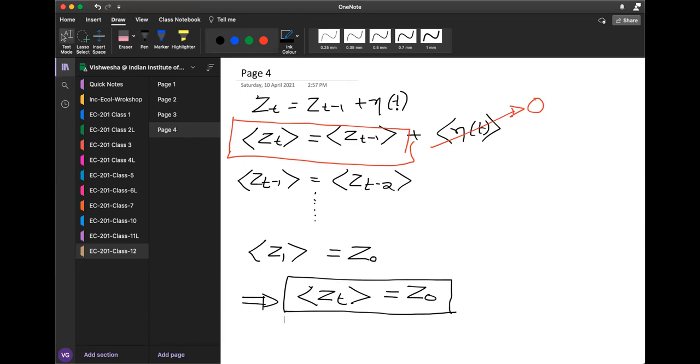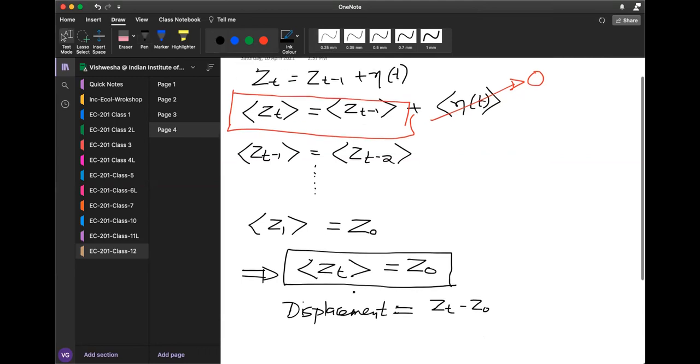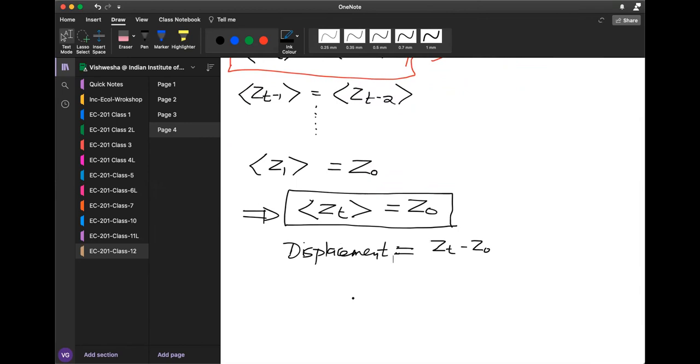any questions so far? You all have to remember from your high school physics what is called displacement, right? What is the displacement, by the way? Displacement between two time units will be the final location minus the initial location, right? Is that correct? Let's denote this by D. So what will be the average D? What is the average displacement? Zero.